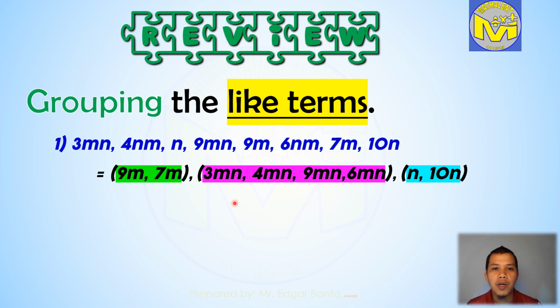So that's our past lesson. Anyway, this lesson is applicable to our next lesson in the future. So please remember this lesson about like terms. We will discuss this more in the topic about simplifying algebraic expressions.